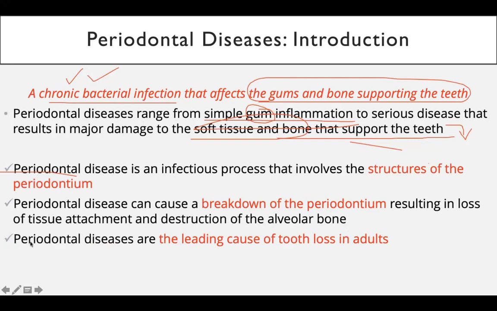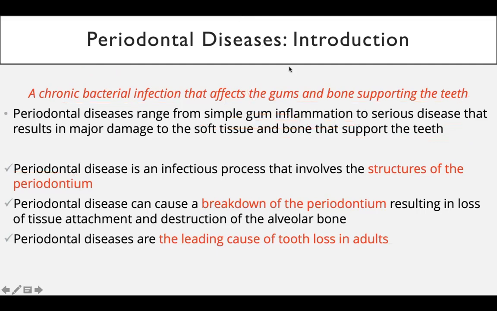And in the end, periodontal diseases are the leading cause of tooth loss in adults. So that's why it's important to know what the periodontal diseases are.